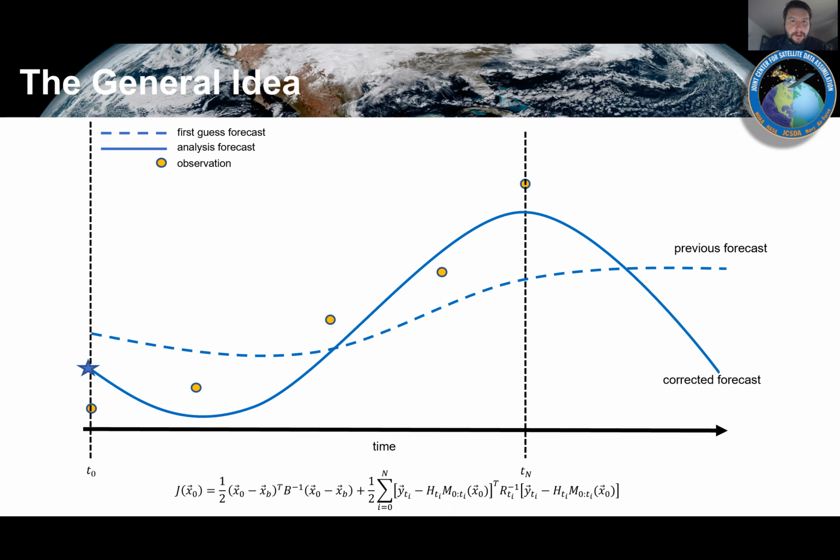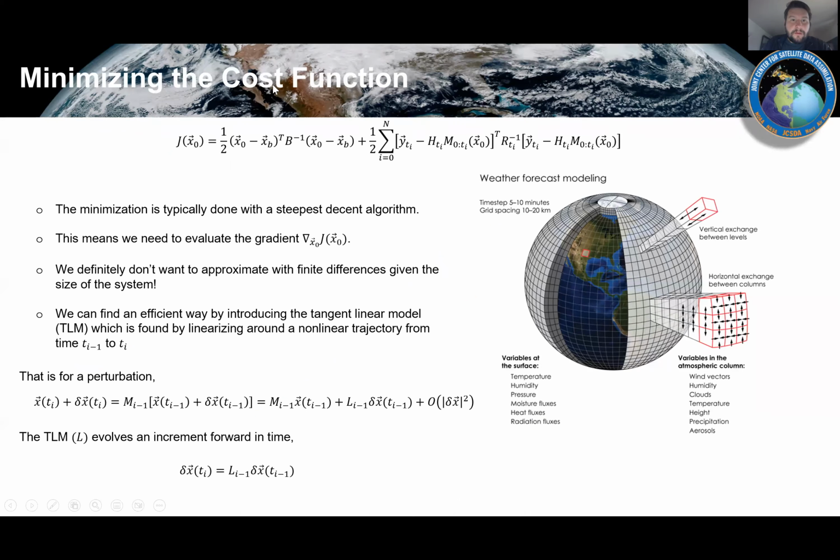Okay, so if the goal is to minimize a cost function, we have to minimize the cost function. So this is typically done with just a steepest descent algorithm. So that means we have gradients to calculate. Given the size of the system, we don't just want to try estimating it with finite differences or something like this. It's very large. It has to be computationally tractable, which is a challenge. So there is an efficient way to do it that does make 4D VAR practical for these large models. And that's through this idea of a tangent linear model, which is often abbreviated as just TLM.